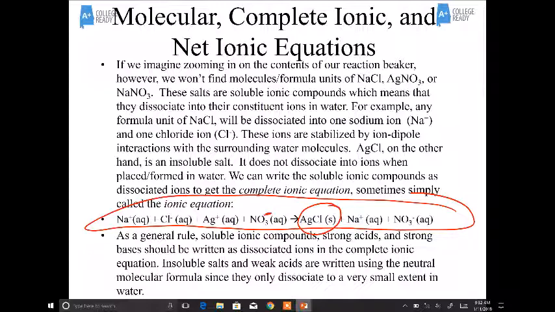It doesn't dissociate. So as a general rule, soluble ionic compounds like salts, strong acids, and strong bases should be written as dissociated ions in the complete ionic equation. Insoluble salts like AgCl and also weak acids or bases are usually written as neutral, because even though they might dissociate a little bit, it's to a very small extent.